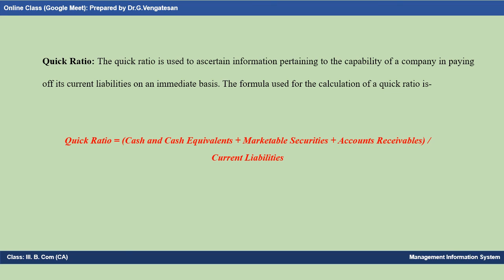In simple words, the other formula is quick ratio equals quick assets divided by quick liabilities. As you all know, quick liabilities equal current liabilities minus bank overdraft. If you subtract the bank overdraft from the current liabilities, then it is known as quick liabilities. Quick assets are those which can be easily and quickly converted into cash within a short period. So this is the formula for the quick ratio.